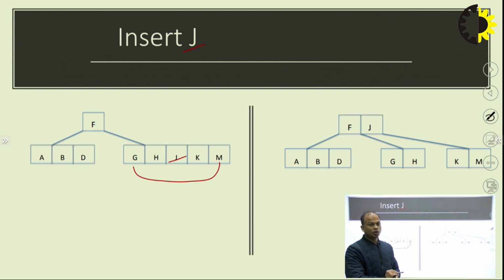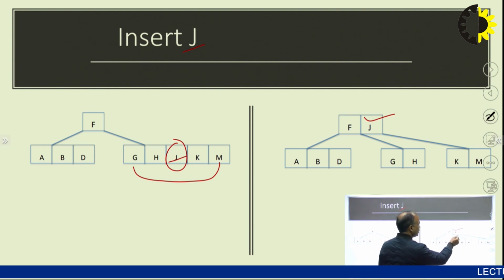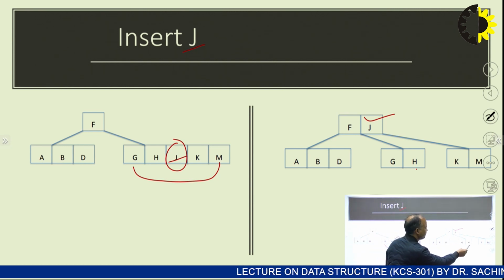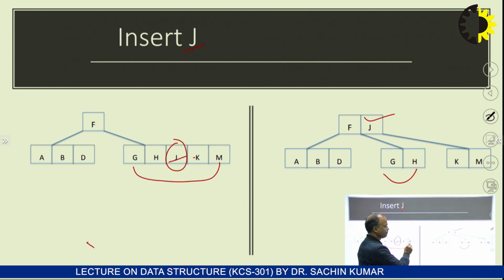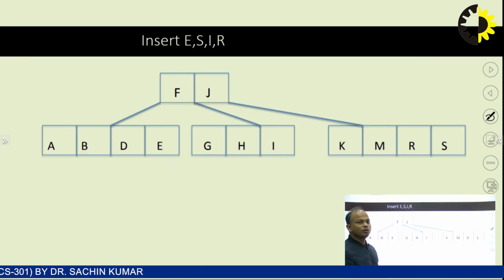So this particular node will be split into 2 parts against the mid value. So therefore J will go up. J is here and split into 2 parts. Smaller values than J, G and H, should be placed in the left hand side of J, and greater values than J, K and M, are placed in the right hand side of this particular J. And now we have other values like E, S, I and R.